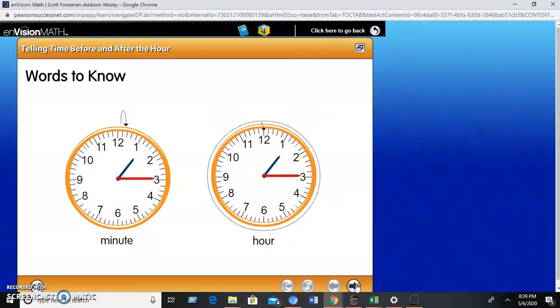Words to know. Say it. Minute. Minute. Hour. Hour. Okay, let's remind ourselves. Which hand tells us the minute? The long or the short? The long. Which one tells us the hour? The short.